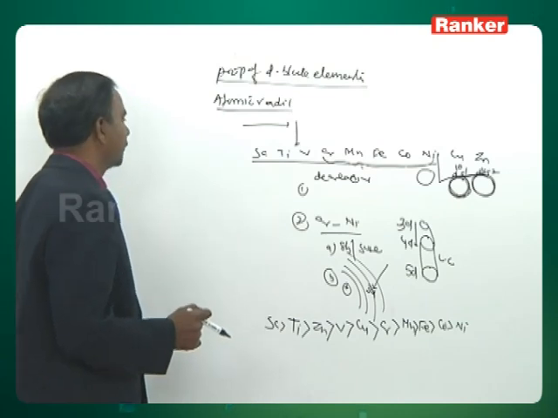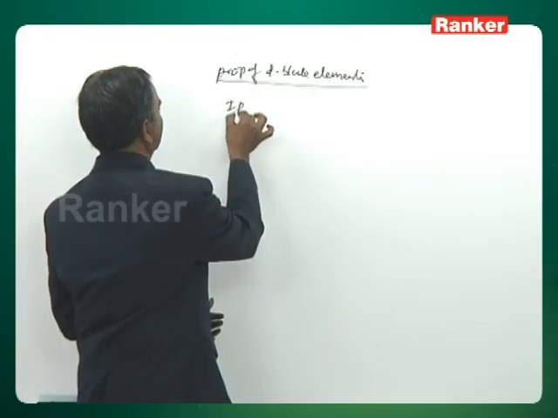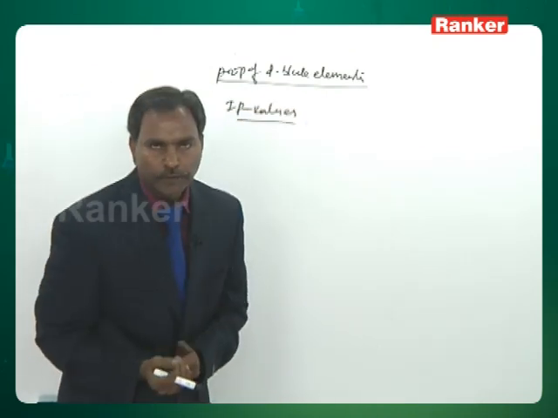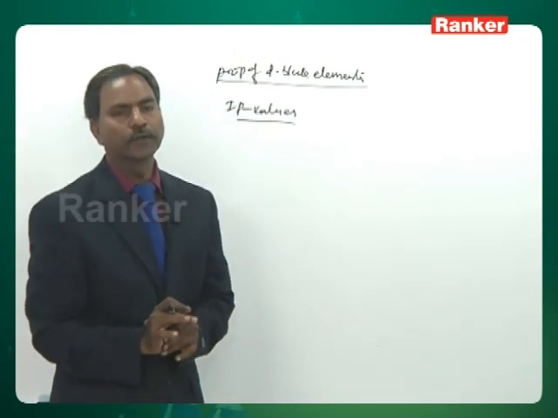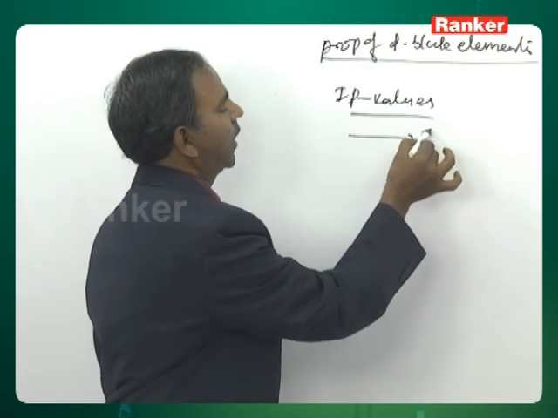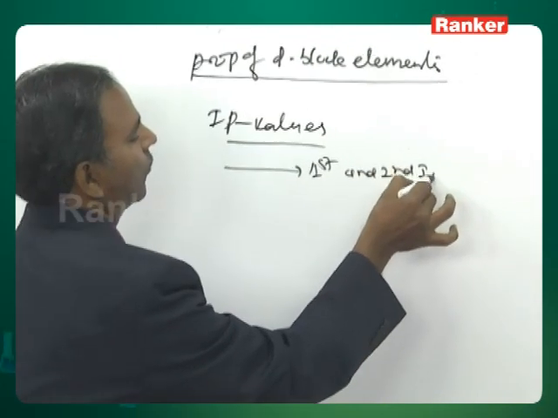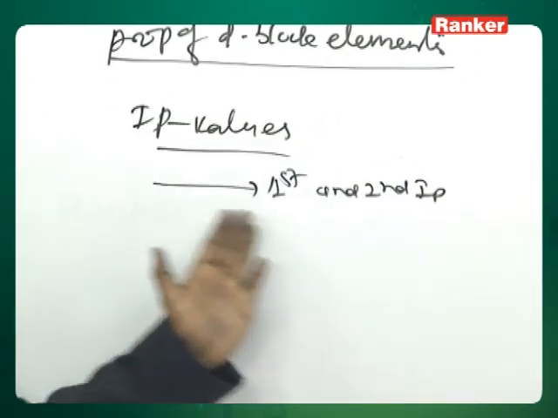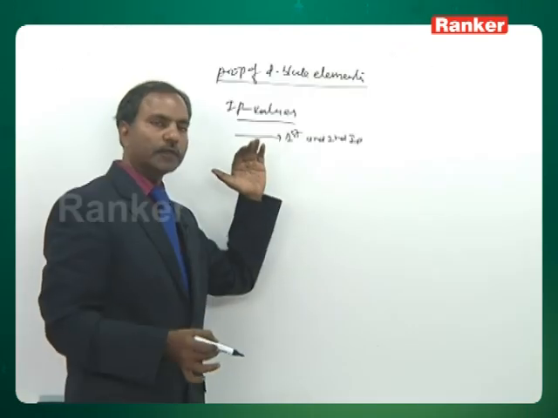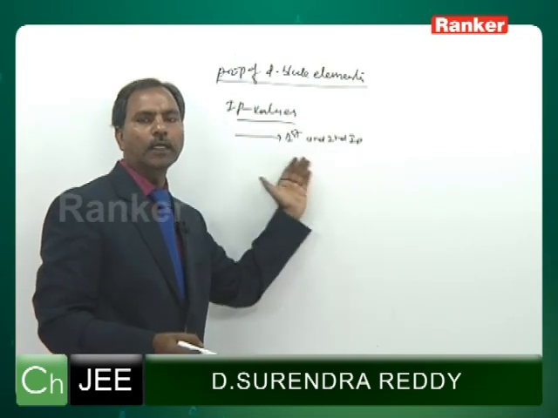Then we discuss next, IP values of D block elements. IP values of D block elements. Now, left to right, the first and second IP values. The first and second IP values from left to right, as a general trend in the periodic table, in the 3D series, the first and second IP values are gradually increasing.